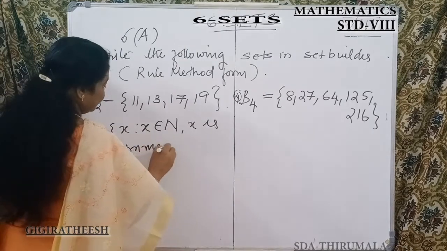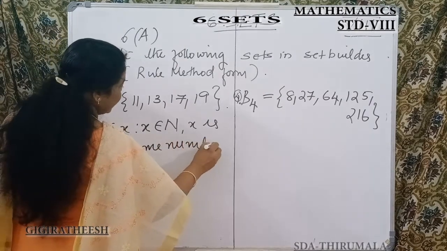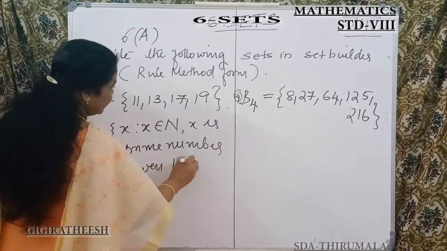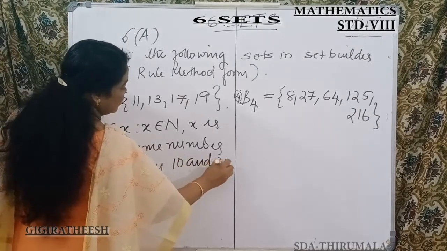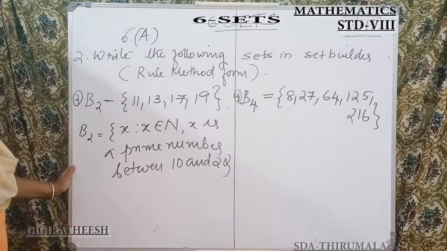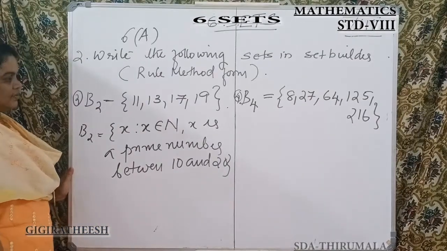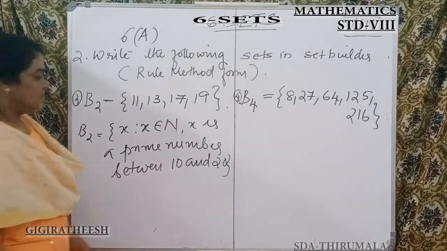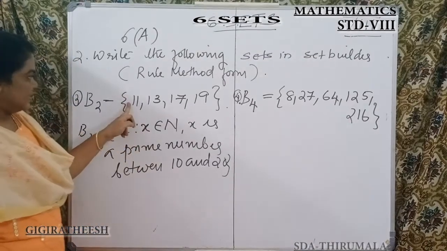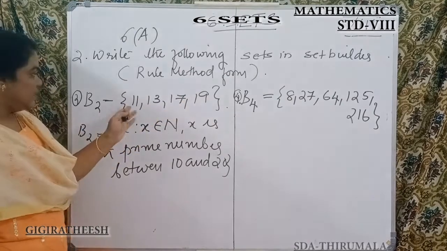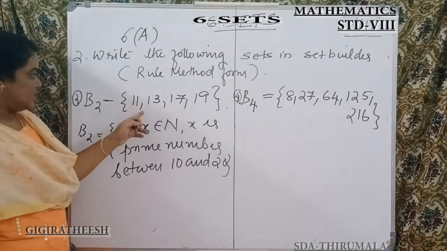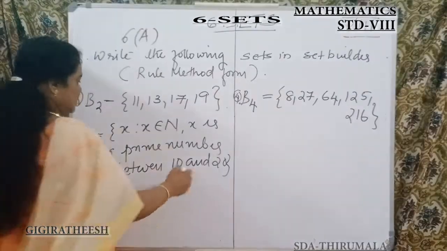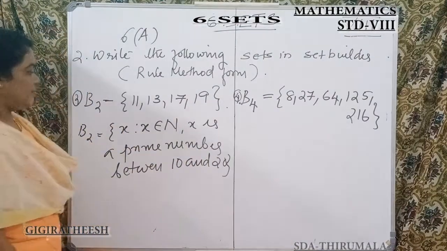between 10 and 20. Okay, x is a prime number between 10 and 20. x such that x is an element of natural numbers, and x is a prime number between 10 and 20. That is here it is 11 and 19. That is in between 10, and after 10 it is 11, 13, 17. These are all prime numbers. This is in set builder form.